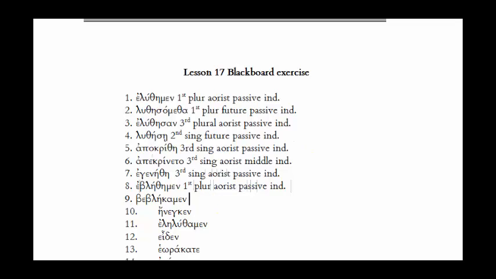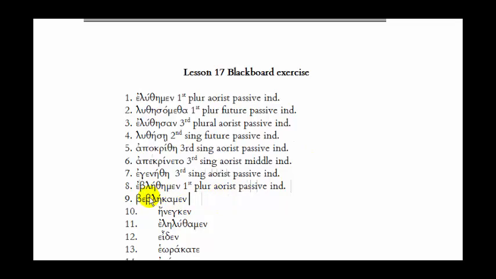Beblekamen. What form is that? Well, first of all, what's it from? You've got the same blek here, and there's a reduplication, but what verb is it from, first of all? Once again, this is from ballo. Ballo, balo, eballon, second aorist. Bebleka, which is what this is from. Beblemai, eblethen. So again, this is another form from ballo.